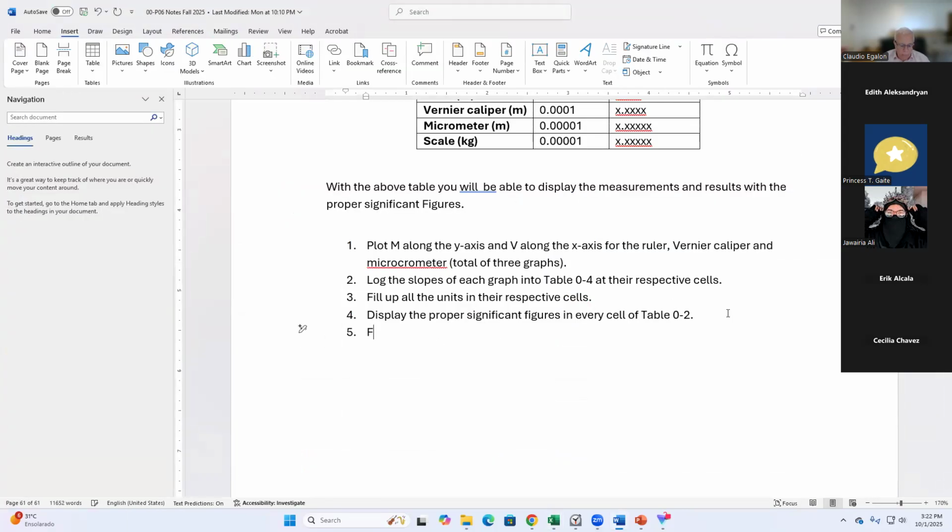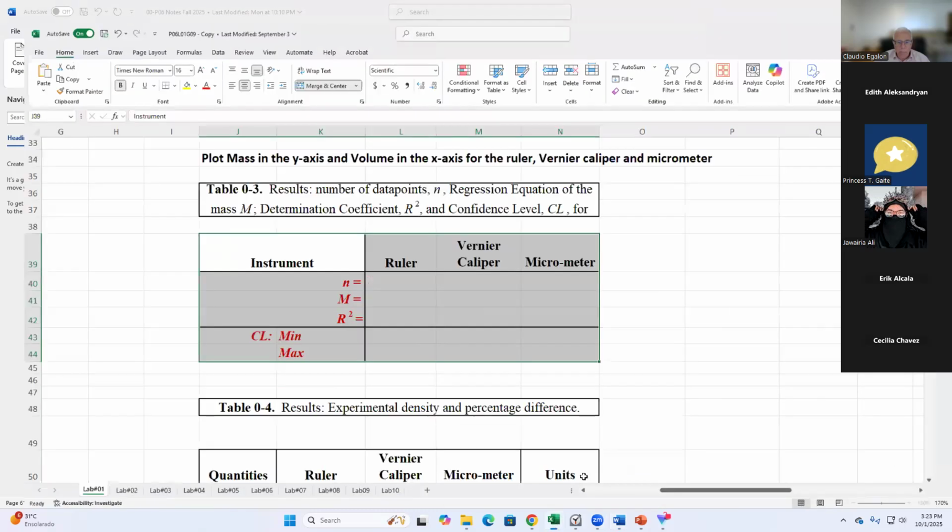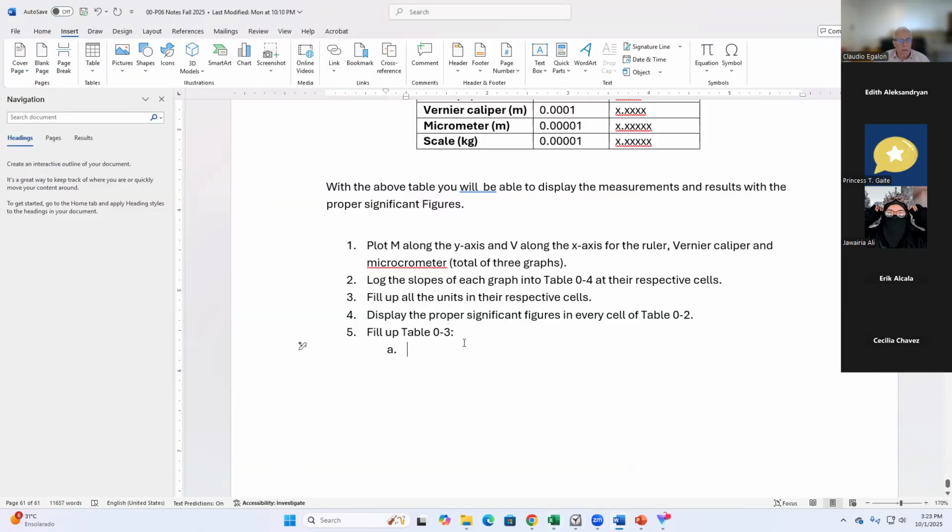Fill up table 0-3. Okay, what you have to do then? The number of pairs of data points, the number of data points in your graph, would be n. The regression equation would be what? Capital M equal to whatever, right?